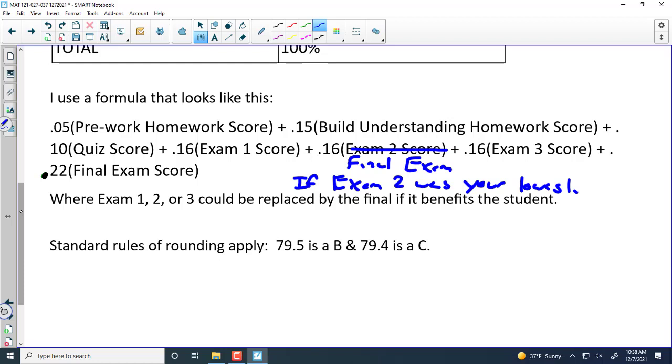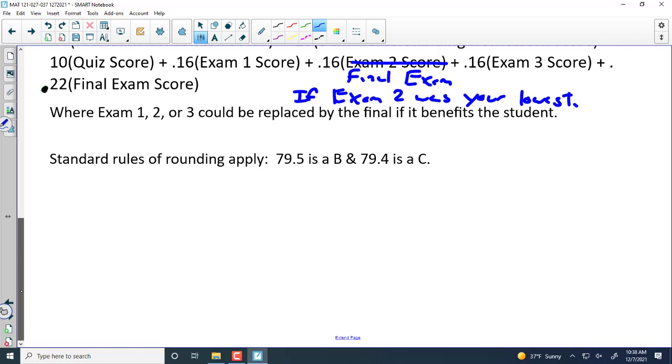And that's what it says here, where exam 1, 2, or 3 could be replaced by the final if it benefits the student. I use standard rules of rounding, so technically a 79.5 is a B and 79.4 is a C. Usually if you have a 79.4, though, I go back through and double check your exam if you're really that close, to make sure I didn't make a mistake. I'm not allowed to just give you points, but I am allowed to go back through and review and see if you actually earned something that I marked off.